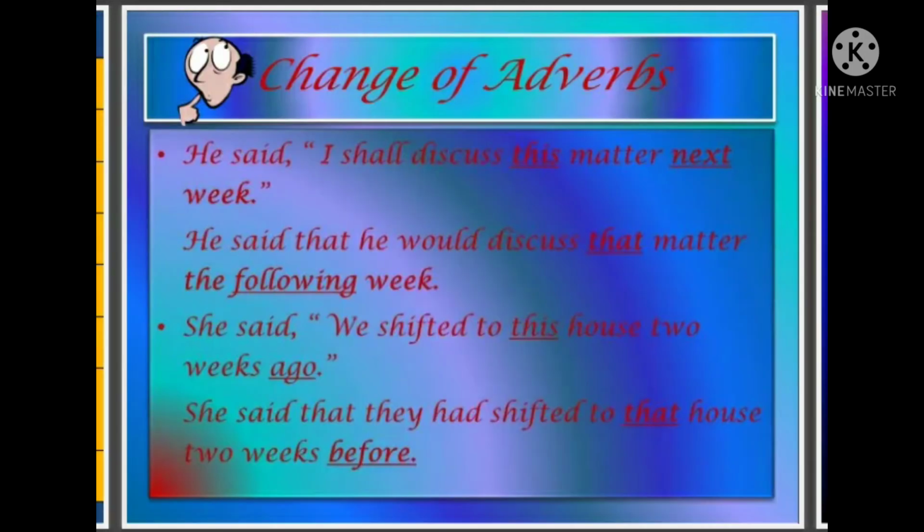Let us see some examples. He said, "I shall discuss this matter next week." He said that he would discuss that matter the following week. Second example, she said, "We shifted to this house 2 weeks ago." Indirect speech will be, she said that they had shifted to that house 2 weeks before. This has become that. Weeks ago has become weeks before. So like this changes take place.